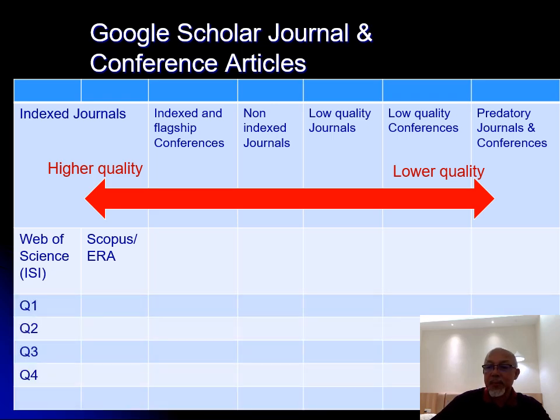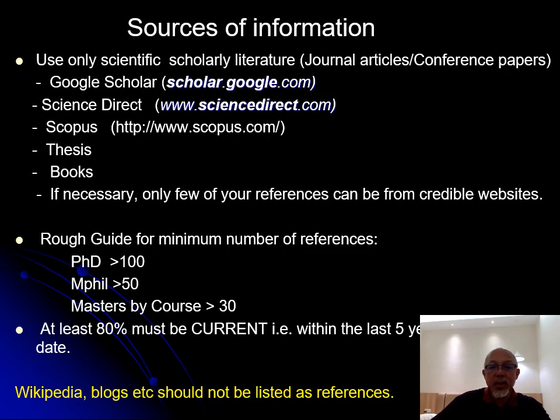This was one of the last slides in one of our previous videos, where we looked at the sources of information: Google Scholar, Science Direct, Scopus, theses, books, etc. Only a few of your references can be from credible websites. Wikipedia, blogs, etc. should not be listed as references. This is basically a review of previous knowledge that you already know from previous videos. But now we go on.